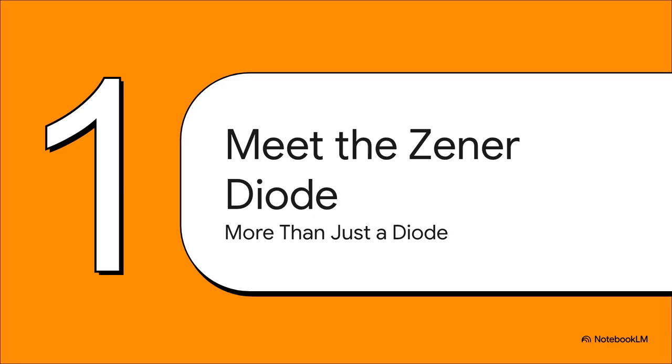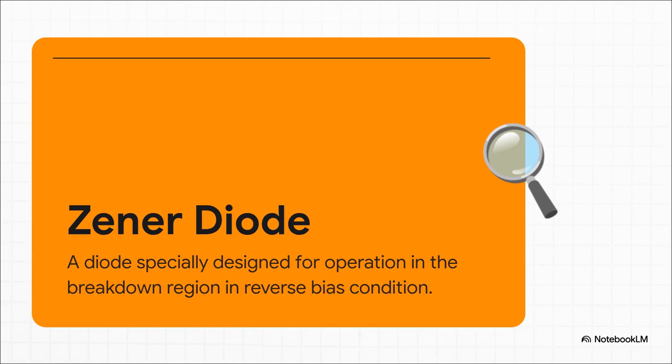All right, so first things first, what exactly is a Zener diode? It's named after the scientist Clarence Zener, and it's a special kind of diode designed to operate in what's called the reverse bias breakdown region. In simple terms, that just means it's built to handle electricity flowing the wrong way, and that right there is the key to its power.